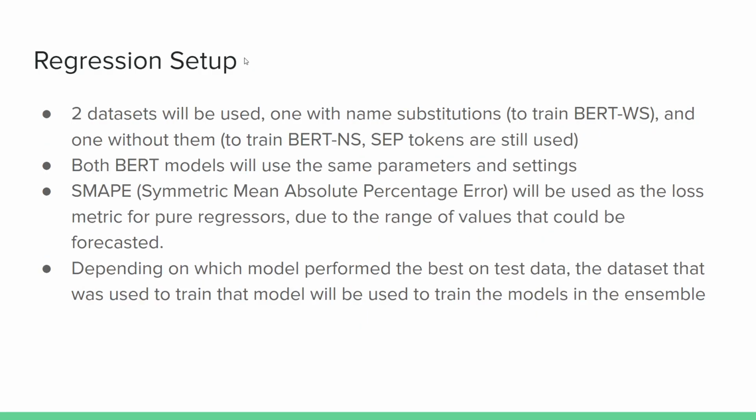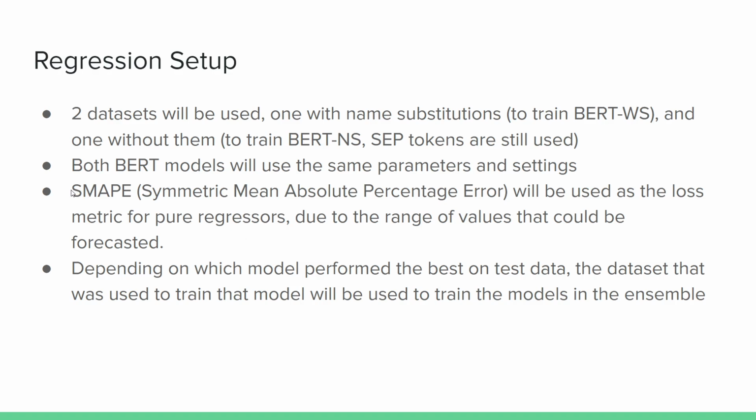For the regression setup, we used two datasets initially. One dataset replaces the named entities, and the second dataset does not replace the named entities. However, SEP tokens are still being used in between each of the concatenated attributes. Both BERT models use the same parameters.